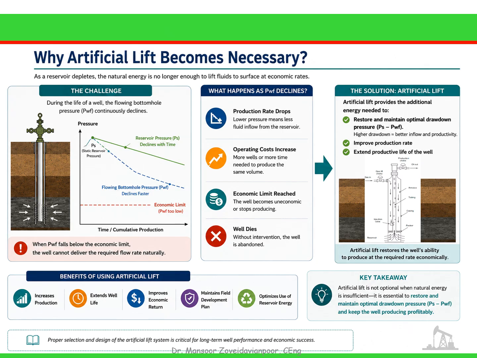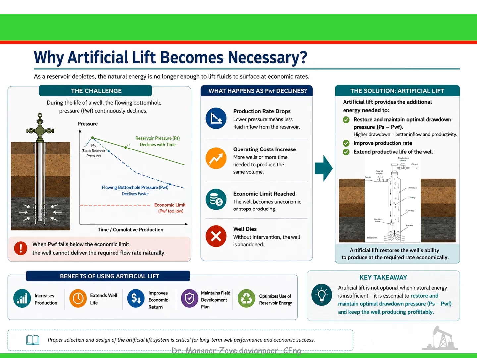Let's start with a simple question. If the reservoir contains oil, why doesn't it keep flowing forever? The answer lies in reservoir energy. During the early life of a well, the reservoir pressure is high enough to push fluids naturally to the surface. As production continues, however, reservoir pressure gradually declines. Notice the graph on the left. The reservoir pressure decreases over time, and as a consequence, the flowing bottom hole pressure also changes. Eventually, the well reaches an economic limit when natural flow is no longer sufficient to deliver the desired production rate.